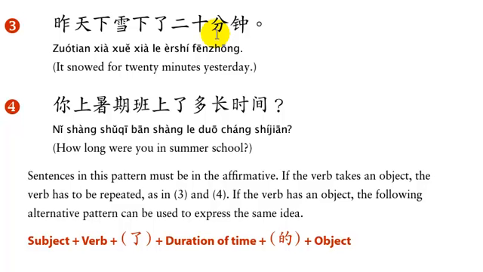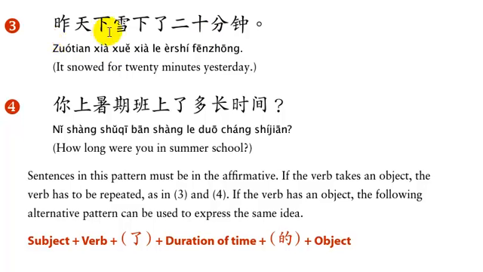Now you remember that we learned the structure for how an adverb works. If you want to say I did well on the test, you would say 我考试考得好. Remember that? 我考试, I take a test very well. 我考试考得好. Okay, so there's a similar thing happening here.